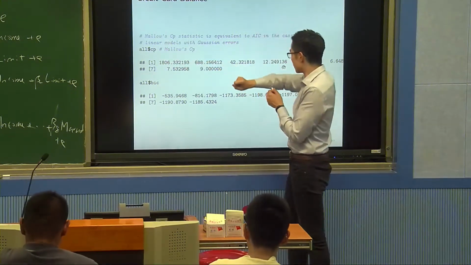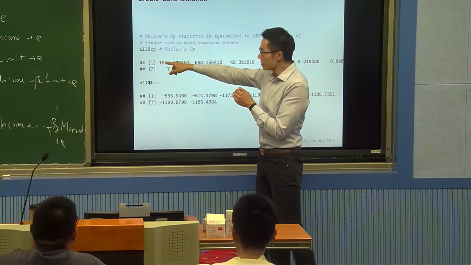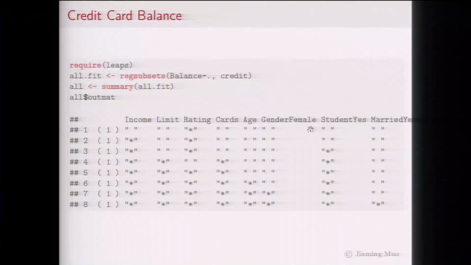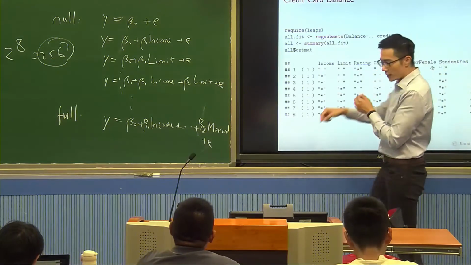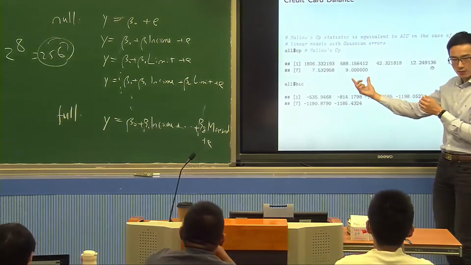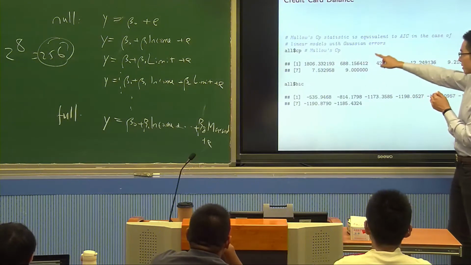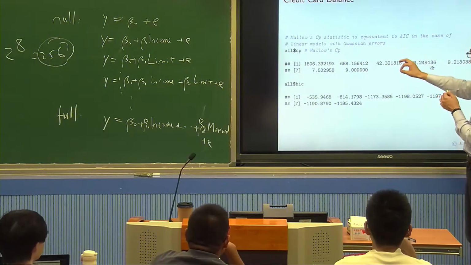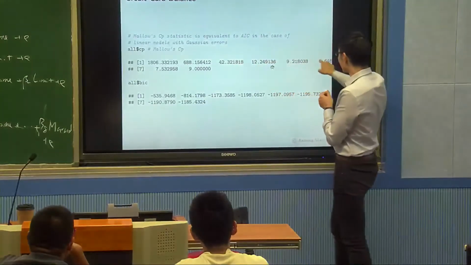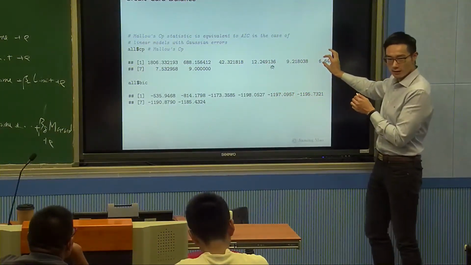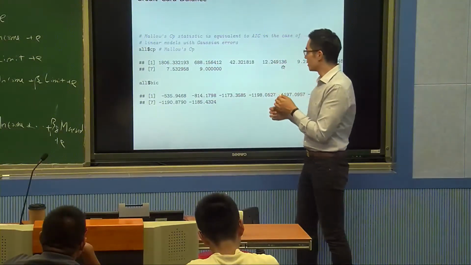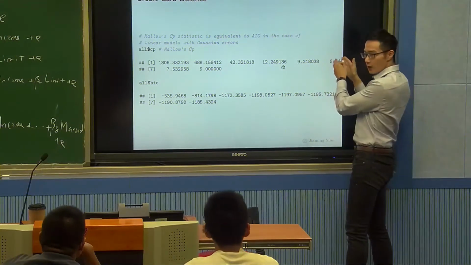If we go from the best one variable model, which is rating, all the way to the best 8 variable model, we see the AIC start to decrease as we add more variables, until about here, 1, 2, 3, 4, 5, 6, until we include 6 variables. And then the best 7 variable model starts to have a larger AIC. So the best one is the 6 variable version.